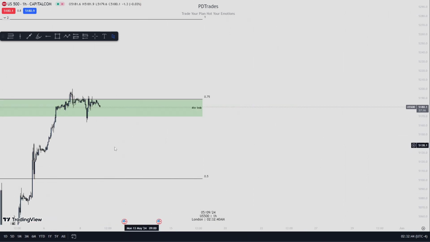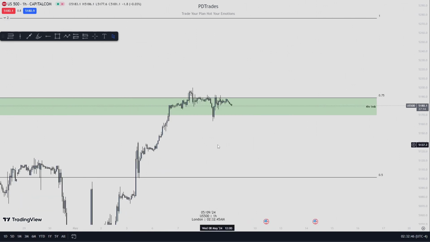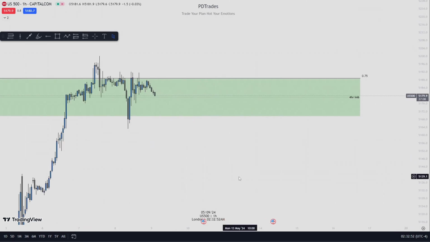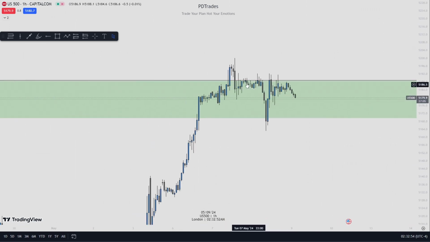So for me, look at how price is respecting this level. That's when forex becomes fun, man. When you start seeing things like this, now you know why the market is doing this. You understand why the market is doing that.